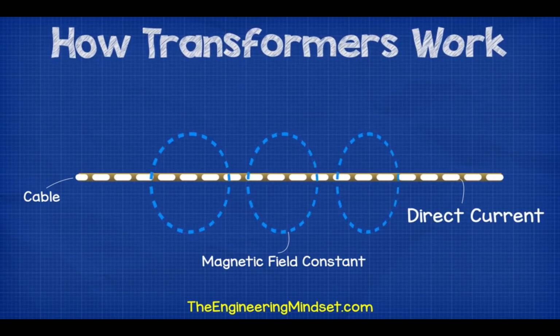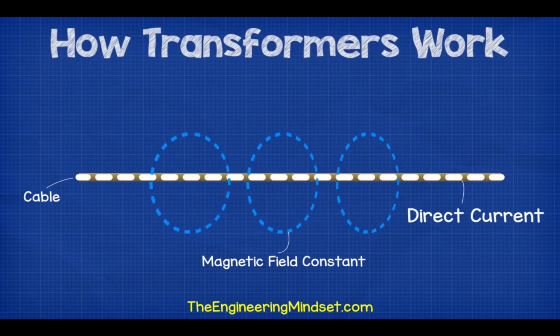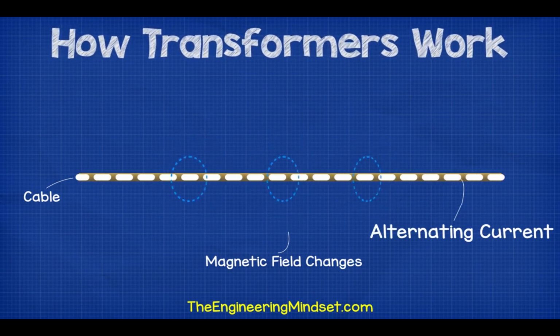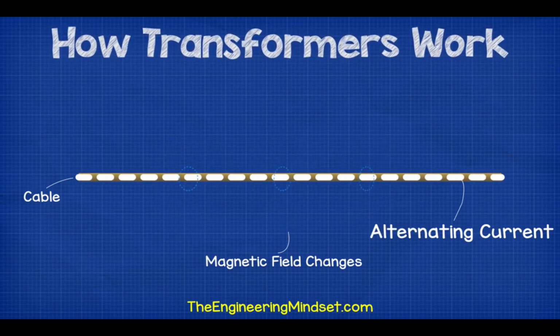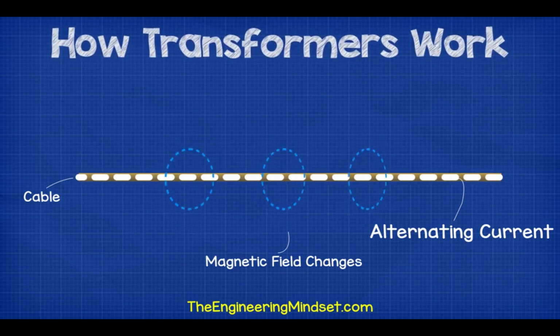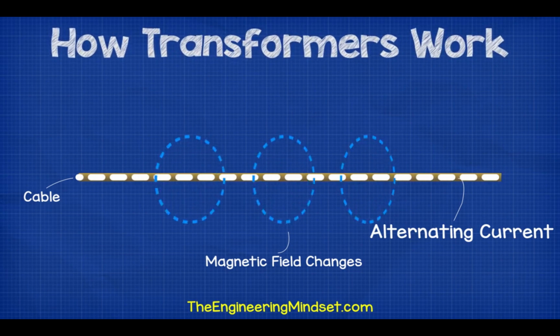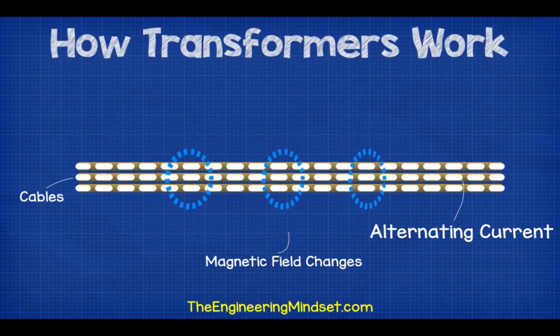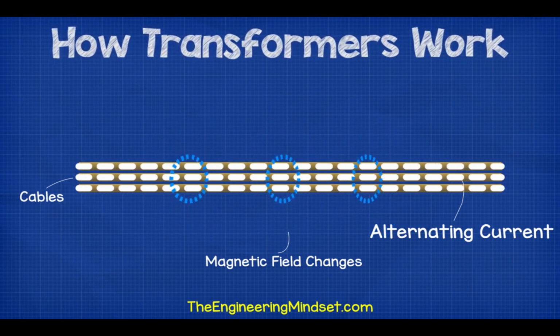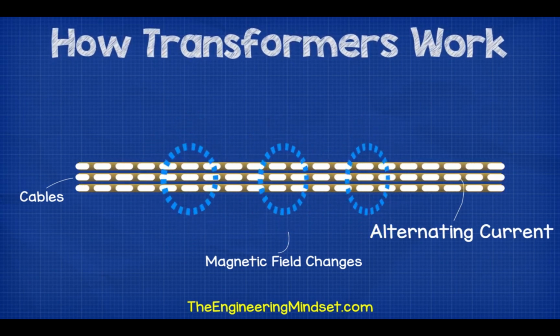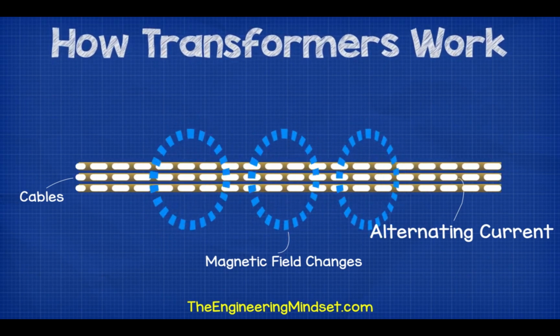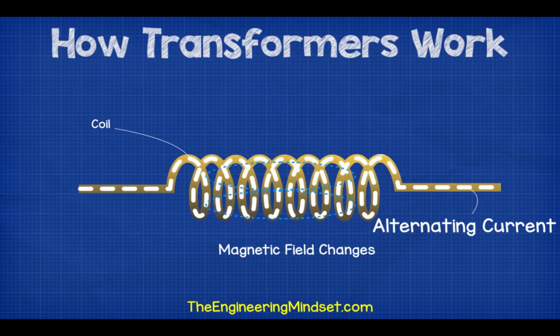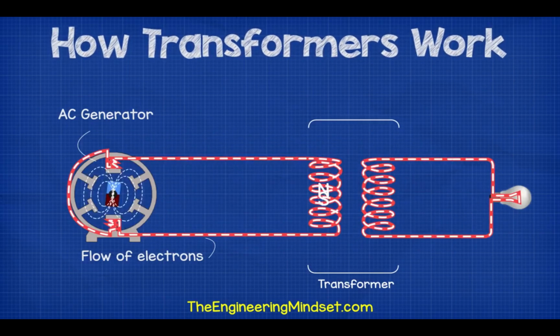If we pass DC current through the cable, the magnetic field will remain constant. But if we pass AC current through the cable, then the magnetic field will increase and decrease in strength and changes polarity as the current changes direction. If we place multiple cables together and pass current through them, then the magnetic fields will combine to create a stronger magnetic field. If we then wrap the cable into a coil, the magnetic field will become even stronger.